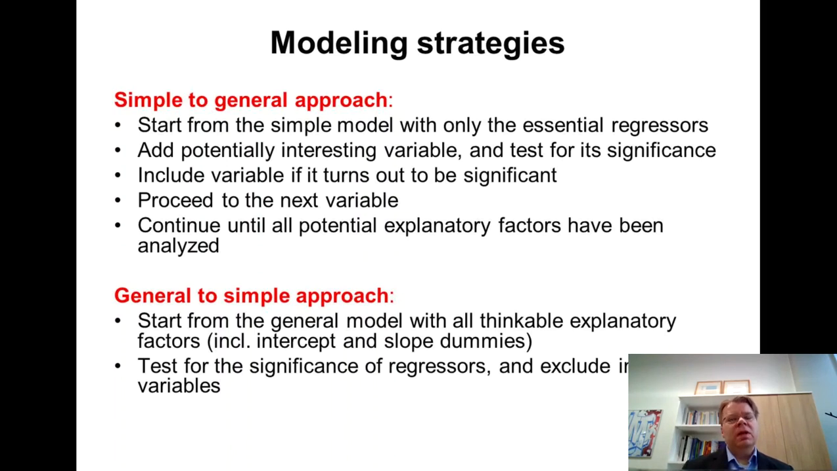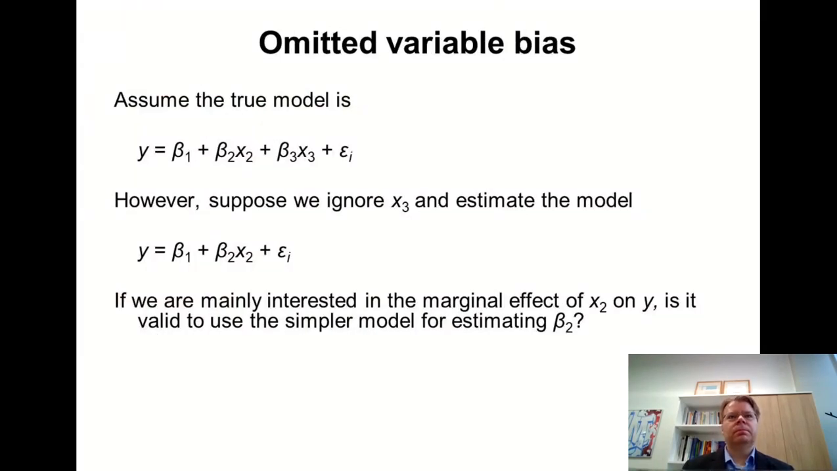Okay. So let's start with the problem with the simple to general approach, and the problem there is called omitted variable bias. I will explain the omitted variable bias in the simplest thinkable way, assuming that we have just two explanatory variables in the true model. So here the true model includes x2 and x3, and the corresponding coefficients beta 2 and beta 3. That's the simplest thinkable case.